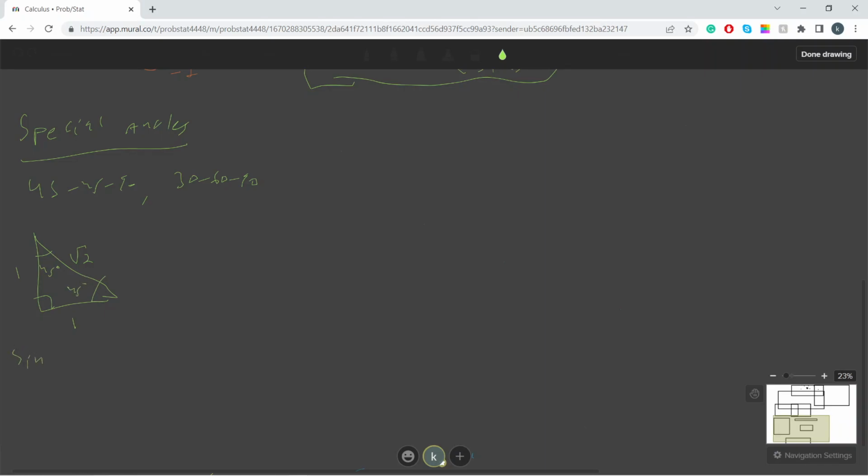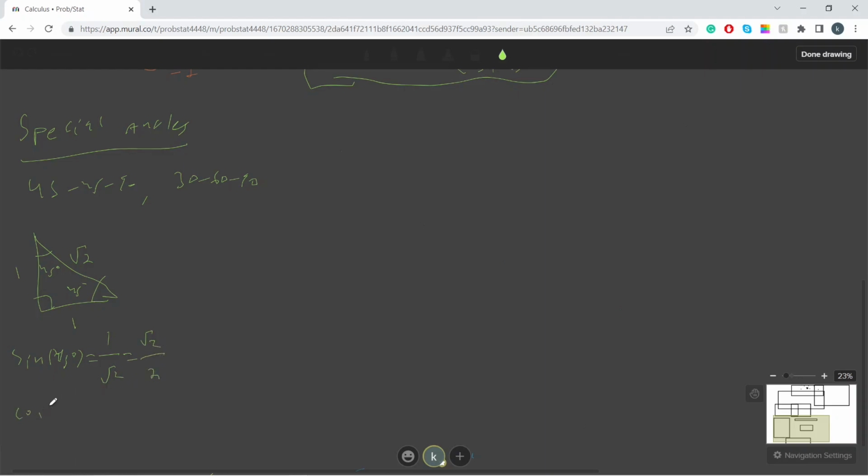Well, this tells us that the sine of 45 degrees, and you can pick which 45-degree angle you want, but the point still remains the same. Sine of 45 degrees is opposite side, which is 1, over the hypotenuse, which is root 2. So this is 1 over root 2. And rationalizing the denominator, this is equivalent to root 2 over 2.